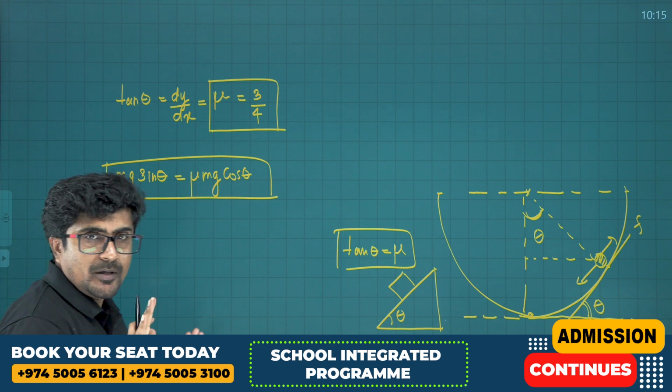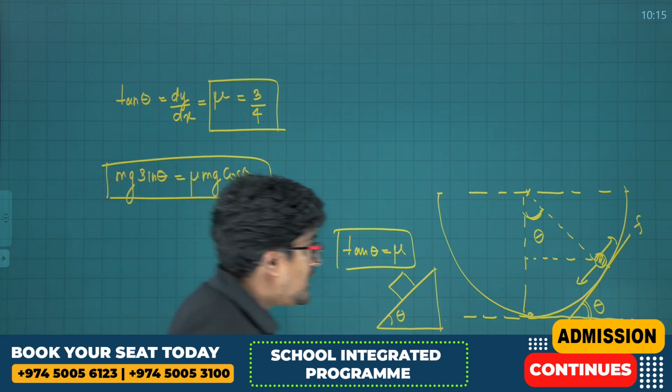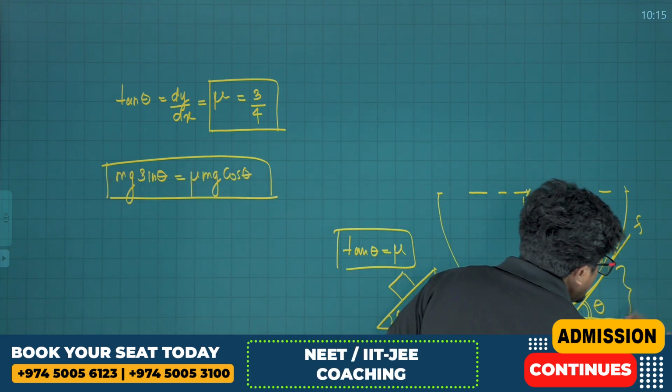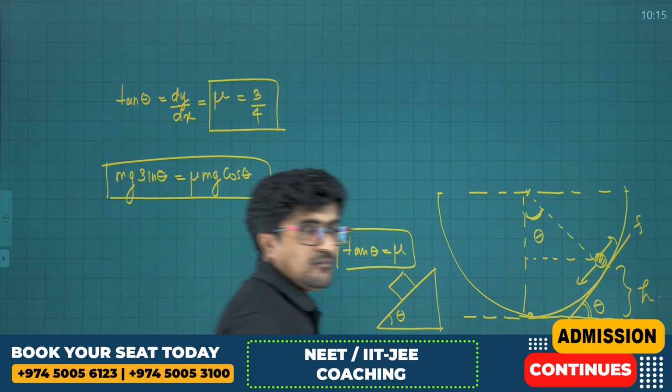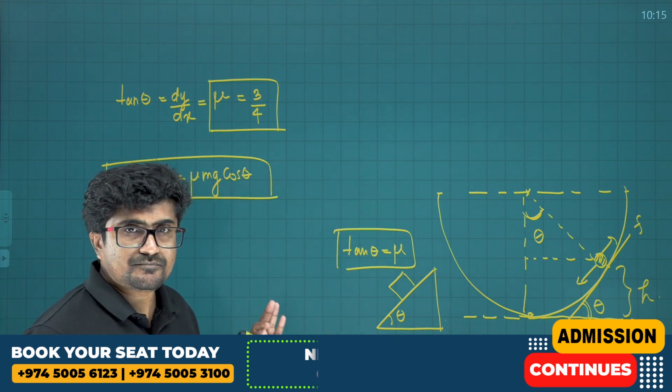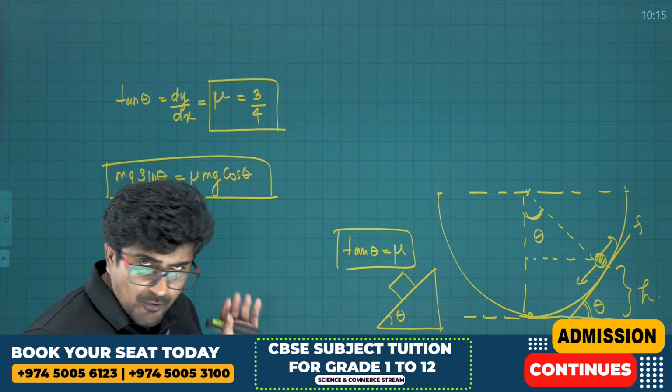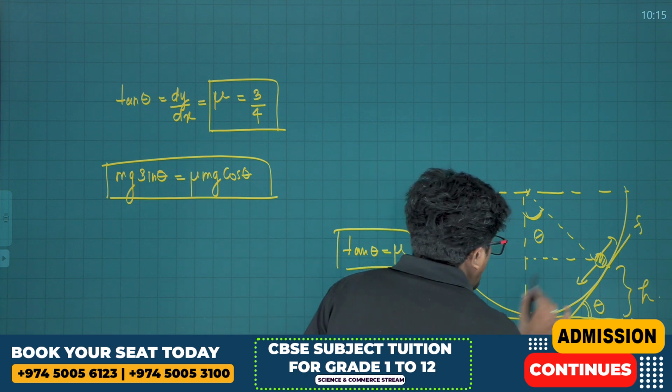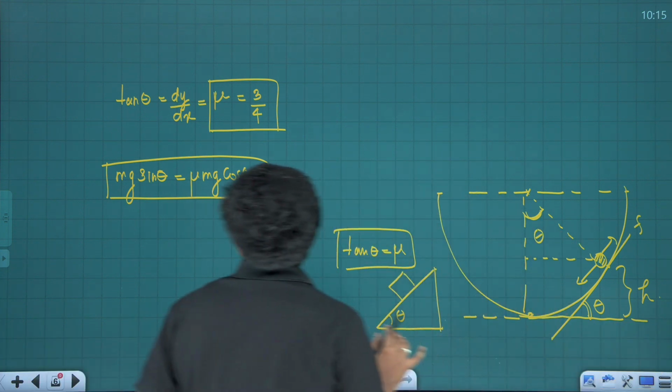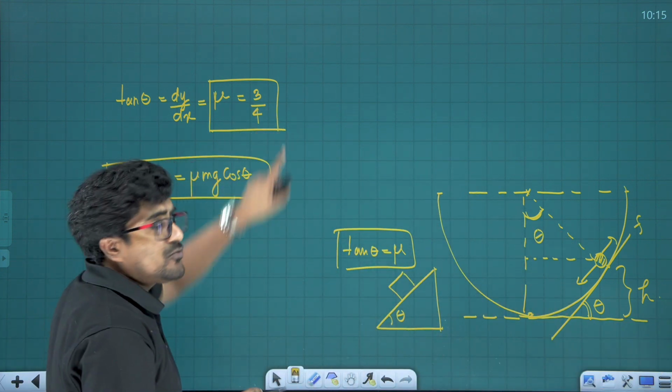That is the equilibrium condition. But our point was not that. Our point was, what is this height? That was the point. So here we got to know about the theta value. What is it? Tan theta is equal to 3 by 4.